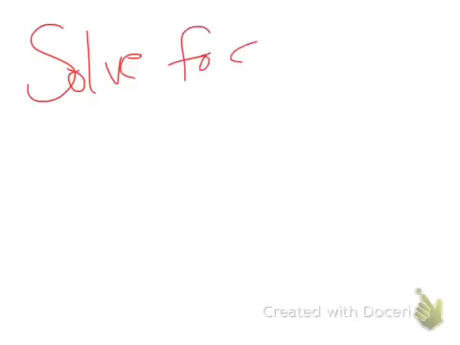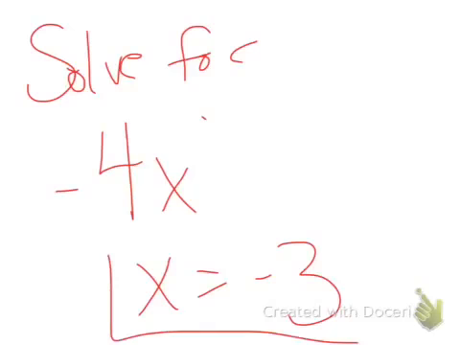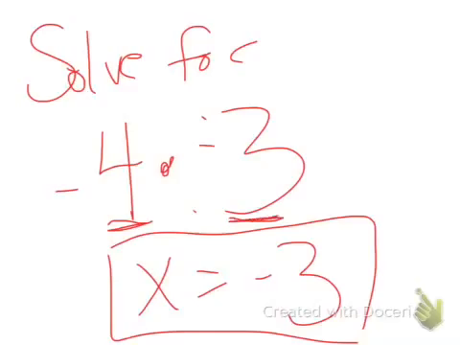And then the last problem. Let's say solve for negative 4x if x is equal to negative 3. Alright, pause and solve. Okay, whenever it says solve for 4x and it gives you the x, all we're going to do is plug that number in. So 4x means 4 times x, right? So instead of x, we're going to do 4 times negative 3. Now we have negative 4 times negative 3.